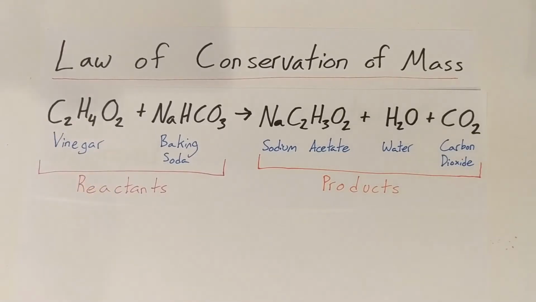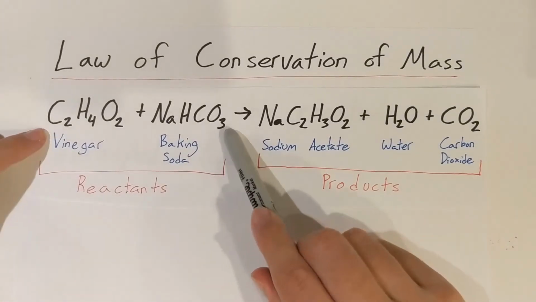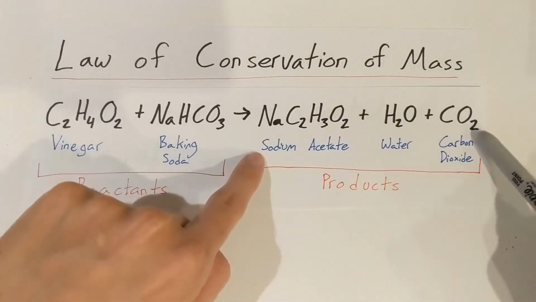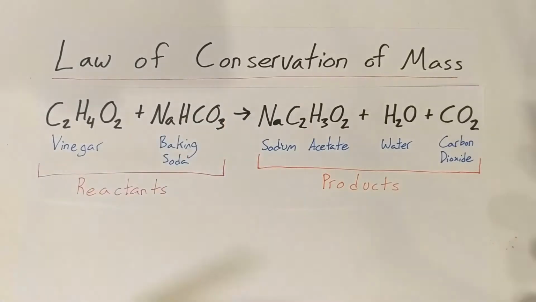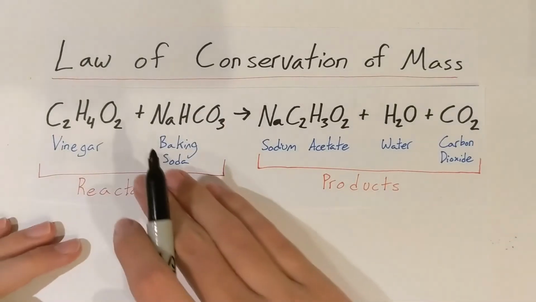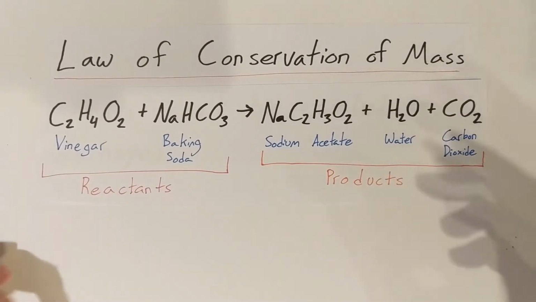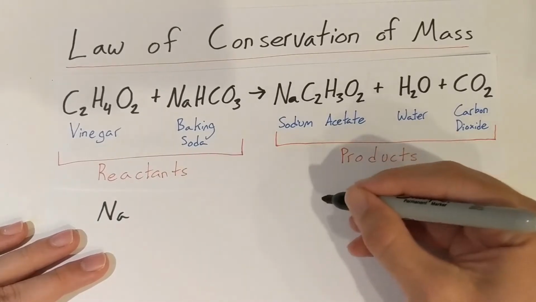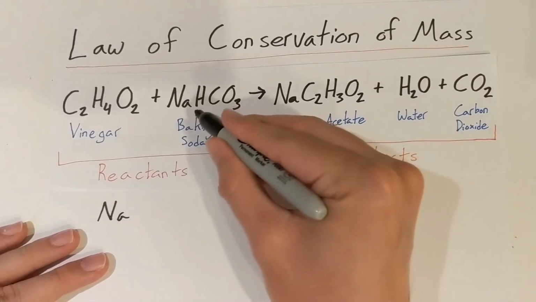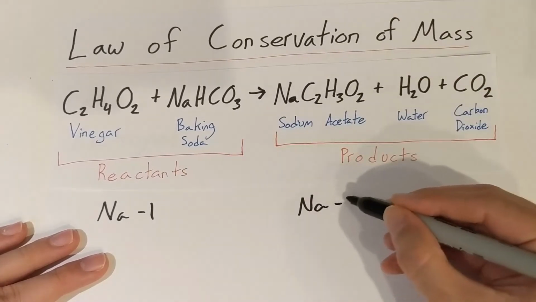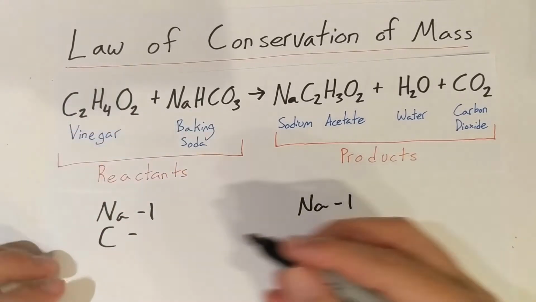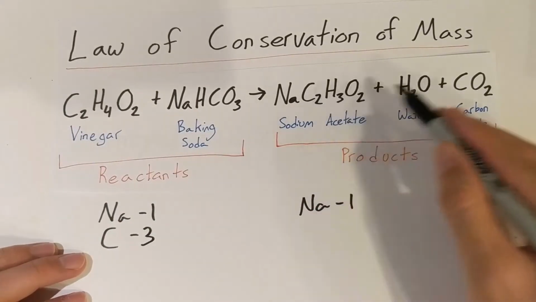So if the law of conservation of mass is correct, our mass at the beginning should equal our mass at the end. And if you take a look, this is a completely balanced chemical equation. Our sodiums on both sides will be the same. We have one sodium on both sides. Our carbons on both sides will be the same. We got 1, 2, 3 on this side, 1, 2, 3.